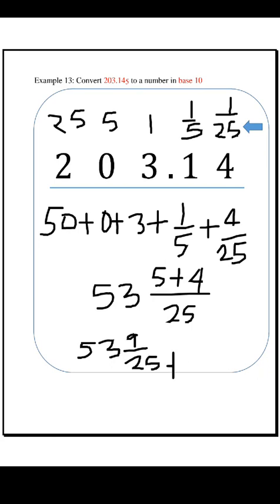So in base 10, don't forget, you can write this one with a point also. You can write 53 point something. When you divide 9 over 25, whatever you get, you can put it after the point there.